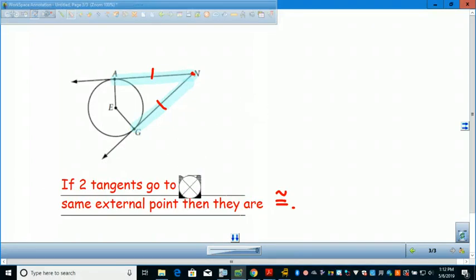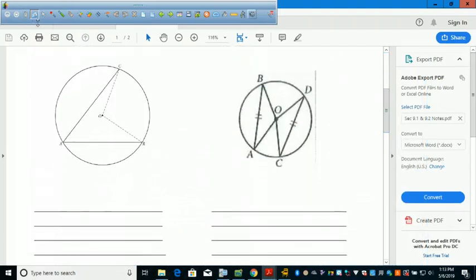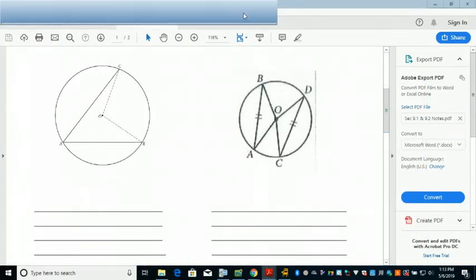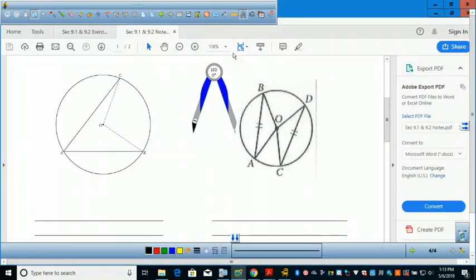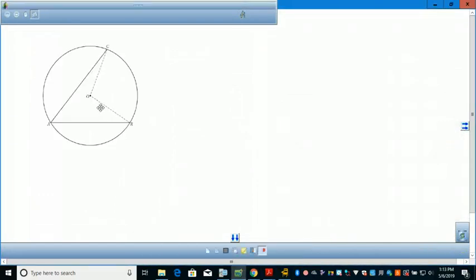Okay, so that was the second thing. Getting ready to move on to the third. Oops, wrong one. So sorry. Okay, for this picture here, you need to write down several things.